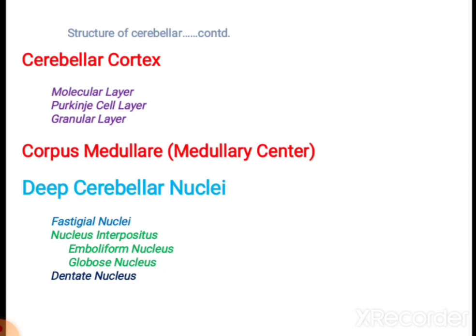In the cerebellar cortex, we have three types of layers. That is the outermost molecular layer, then the middle is the Purkinje cell layer, and the innermost is the granular layer. Then inside this we have the medullary center, that is the medulla. In the medulla we have deep cerebellar nuclei. These are the fastigial nuclei, nucleus interpositus, emboliform nucleus, globose nucleus, and dentate nucleus.